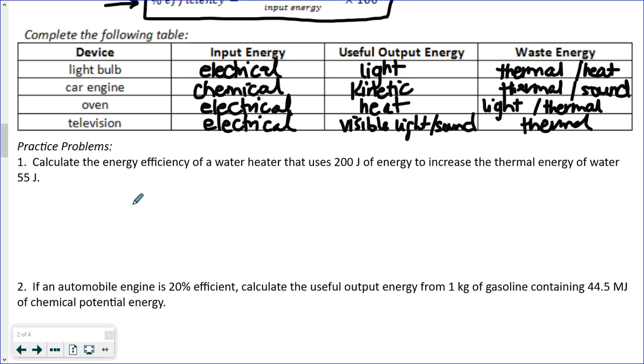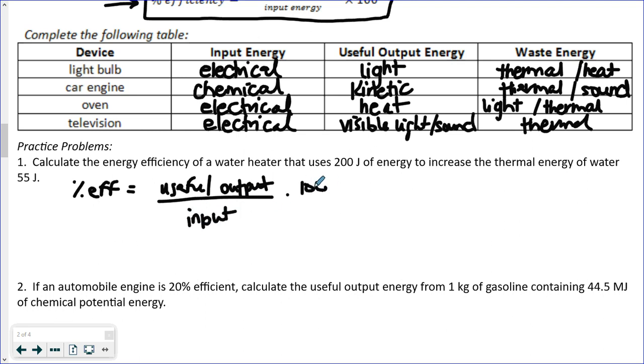So this is just an efficiency question from this equation up above. So percent efficiency is equal to useful output divided by input energy multiplied by 100. So the useful output, it's increasing the thermal energy of water 55 joules. So that's what we want. We want to increase the temperature of the water. It uses 200 joules. So that's your input energy.